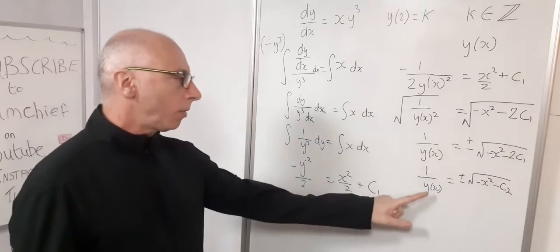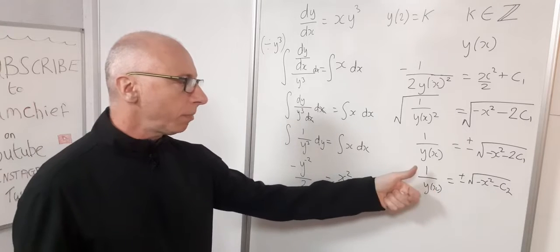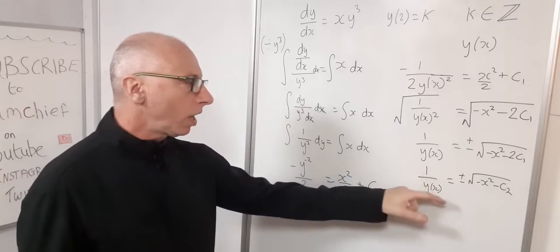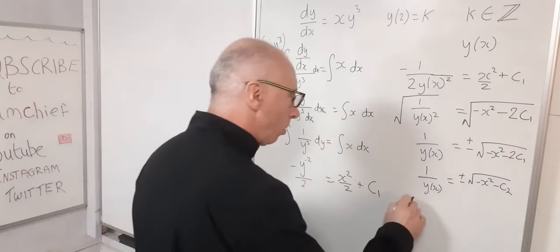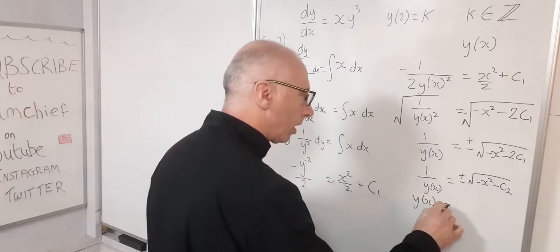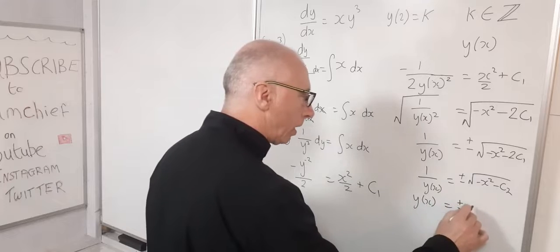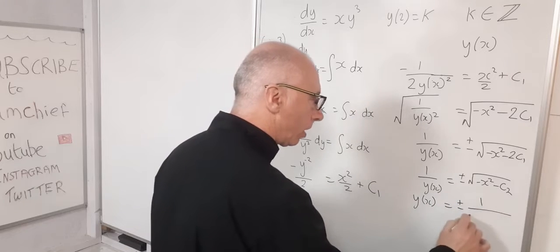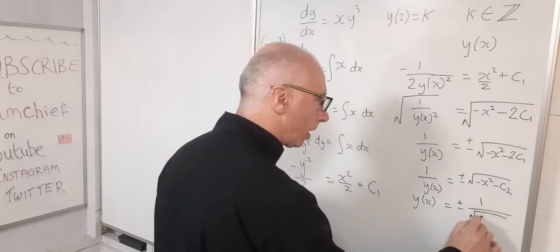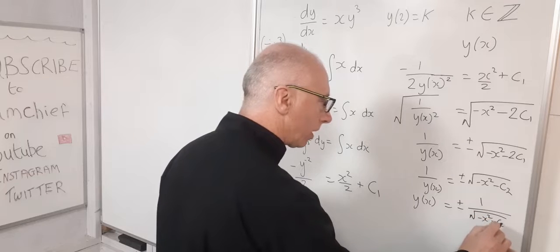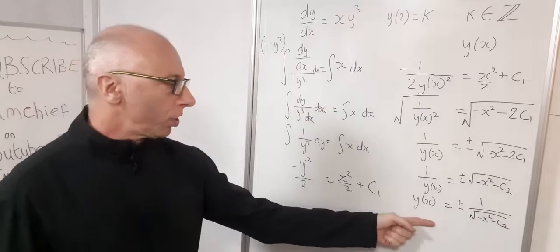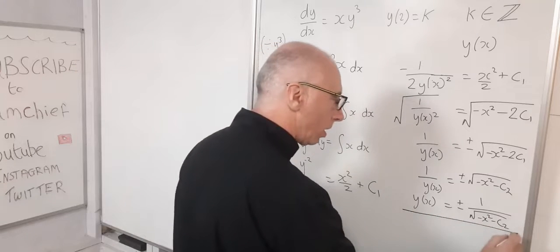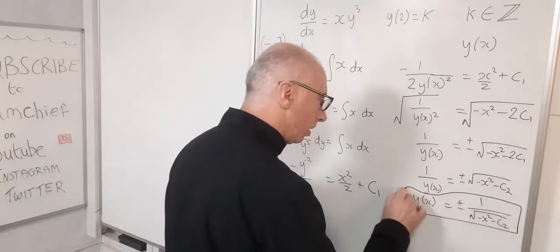Okay, so now all I need to do is take the reciprocal of that, or I can just switch these things around. So now I'm going to get y of x equals plus or minus 1 over the square root of minus x squared minus c2. And that's my general solution. So that's where we are so far.